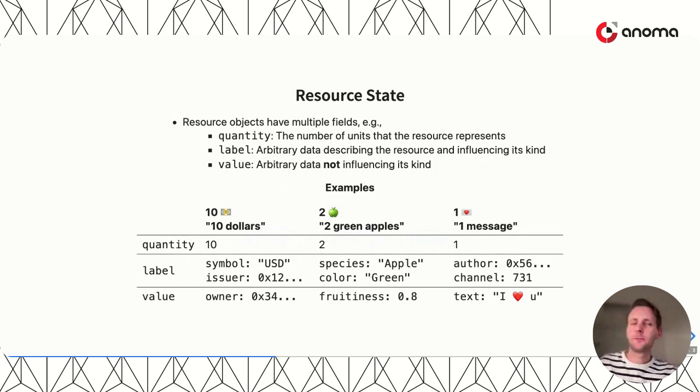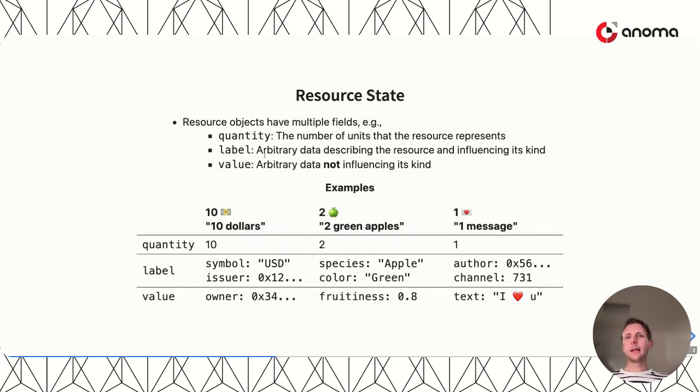All right, let's look at the state that resources carry. Resource objects have multiple fields, and we will look at 3 for now, the most important ones. First of all, a quantity, then a label, and a value field. The quantity contains the number of units that this resource represents. So a $10 resource would have a quantity of 10, 2 green apples would have a quantity of 2, and 1 message would have a quantity of 1.